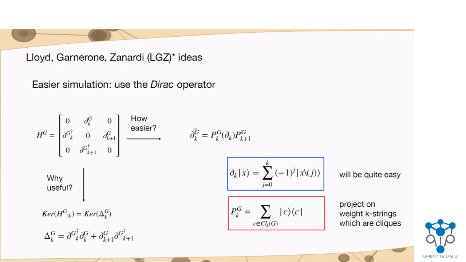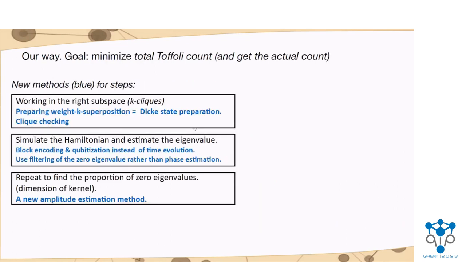And why is it convenient? Well, because these boundary maps have a very, very simple structure, and we'll see in a second that this makes it easy to implement block encodings of these things and run quantum algorithms.